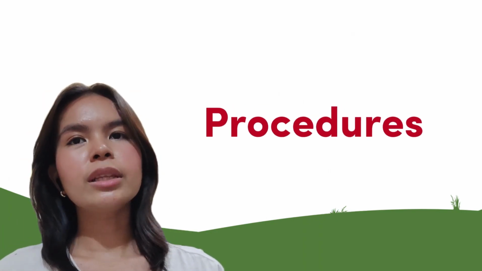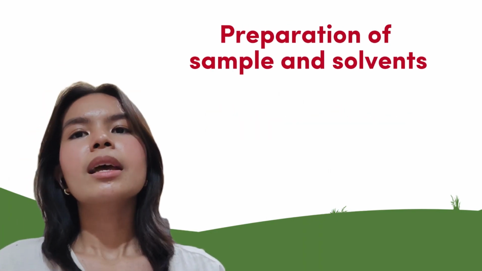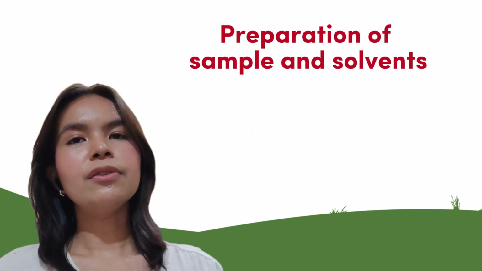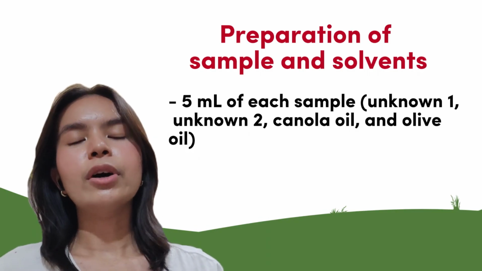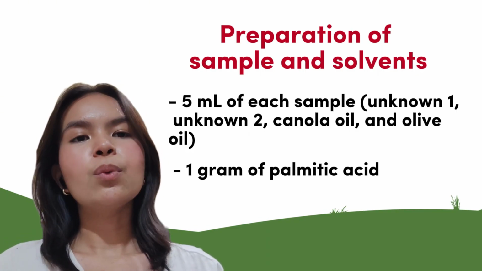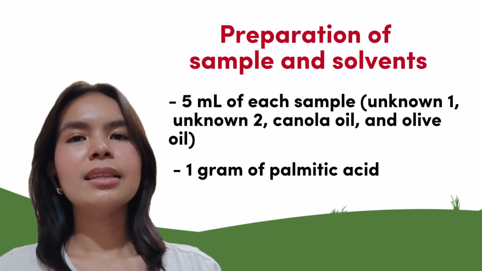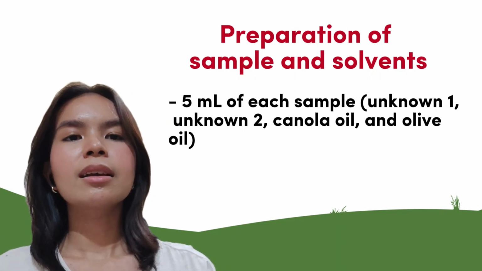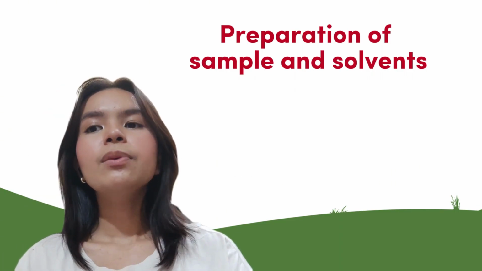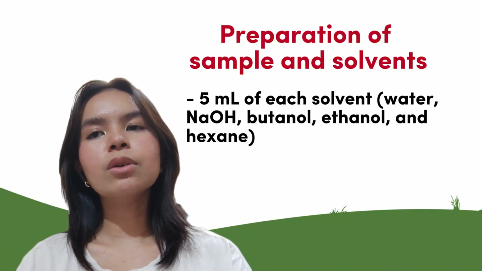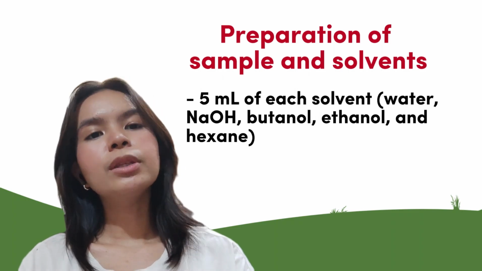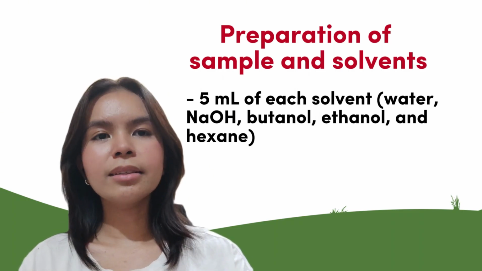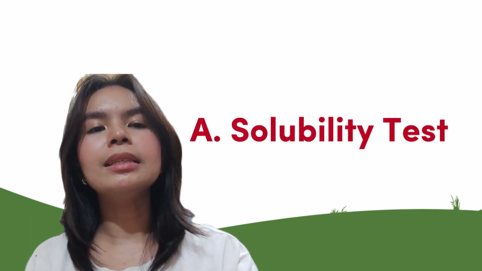So for the preparation of samples and solvents, we need 5 ml of each sample, unknown 1, unknown 2, canola oil, and olive oil, and approximately 1 gram of palmitic acid, and place it in a vial. For the solvent preparation, we need to measure 5 ml of each solvent into separate vials: water, NaOH, butanol, ethanol, and hexane.